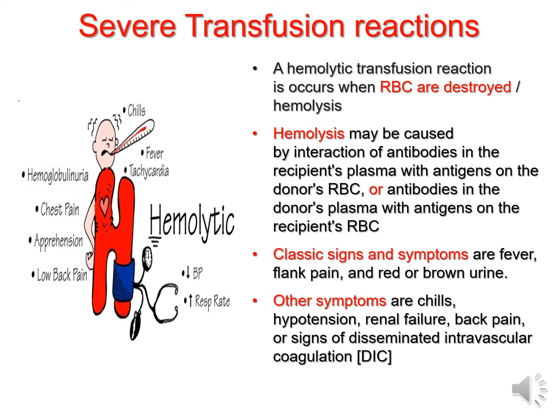Classic signs and symptoms include fever, flank pain, red or brown urine, we're talking about hemoglobinuria, and other symptoms such as chills, hypotension, renal failure, back pain, chest pain, or signs of, in the worst scenario, disseminated intravascular coagulation coagulopathy, DIC. And this is where, as we indicated in a previous course, this is the result of an acute hemolytic reaction which can result in bleeding and coagulation simultaneously. Disseminated intravascular coagulation coagulopathy.